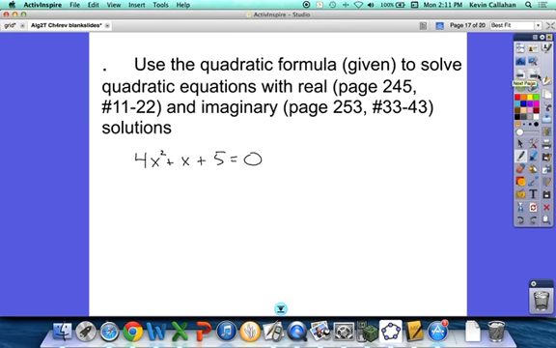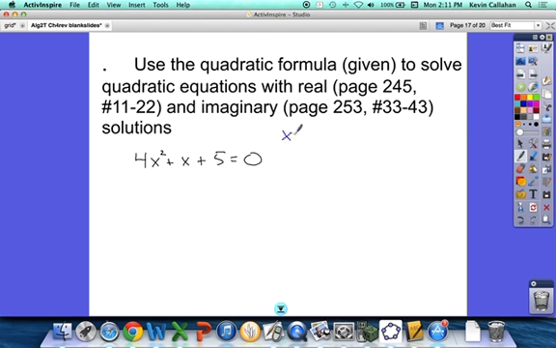Okay, this was your next one. Use the quadratic formula to solve quadratic equations with real and imaginary solutions. So this is actually going to be the imaginary solutions. But the quadratic formula you were given, you just had to plug in. What was the value of b? 1. You don't see a number there, so it's 1. Okay, I don't think anybody actually had any problems with that.